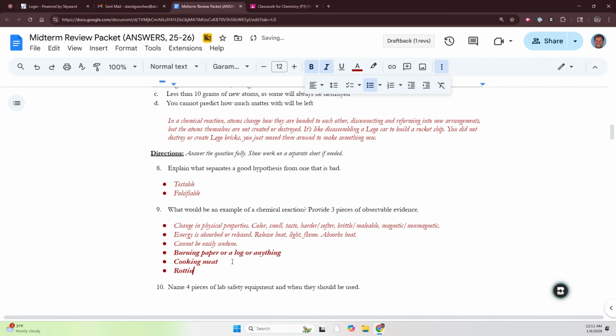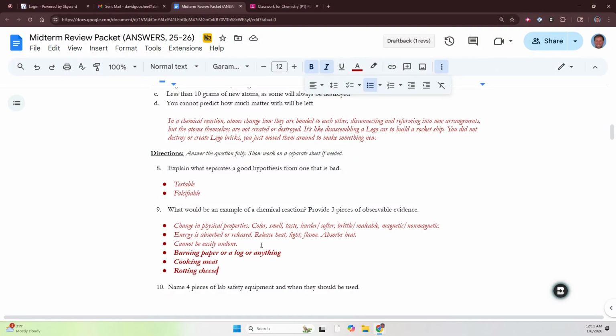all right? What else? Rotting cheese, all right? The smell, color, taste all change. Energy is released, all right? And it cannot be easily undone. Now, for rotting cheese, you might not be able to tell that energy is released because it happens very slowly, but it does happen.